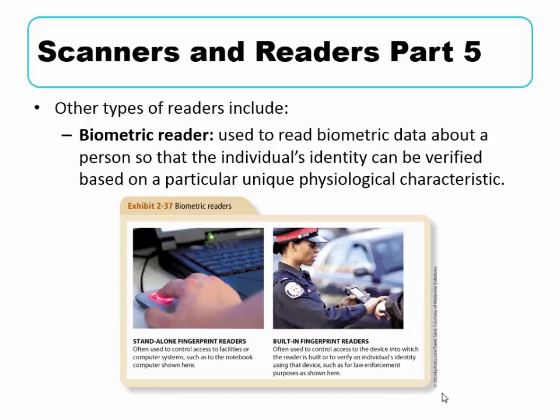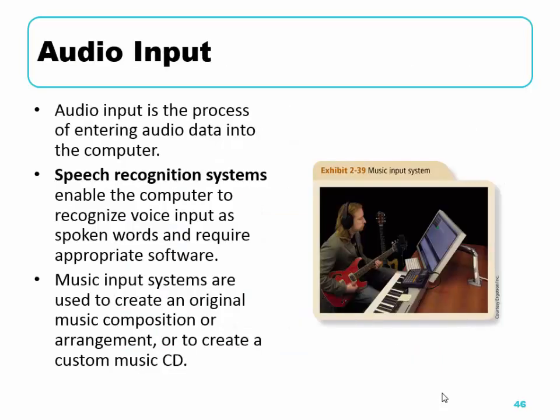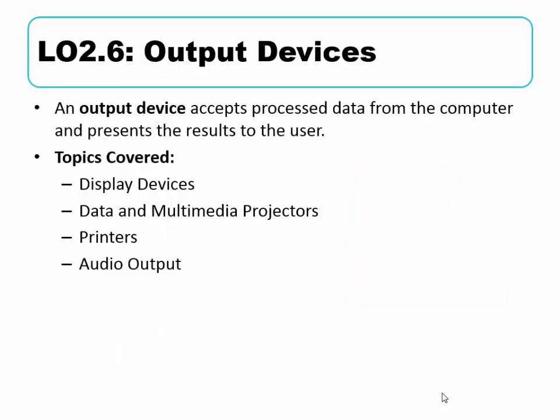Other types of readers include biometric, which is used to read biometric data about a person so that the individual's identity can be verified. These can be fingerprints, retinal scans, and that kind of thing. Audio input is the process of entering audio data into your computer. Speech recognition systems enable the computer to recognize voice input as spoken words and require appropriate software. Music input systems are used to create an original music composition or arrangement or to create a custom CD. Microphones, of course, would be an audio input device.